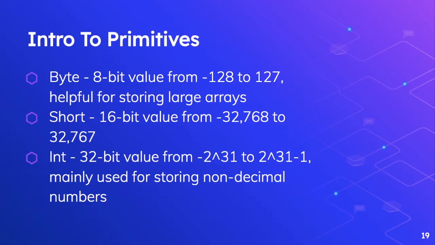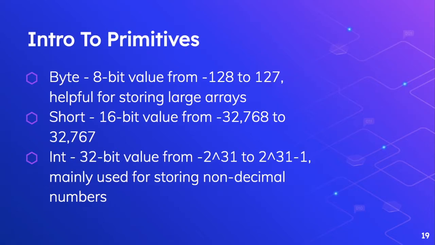So, introduction to primitives here. A byte is an 8-bit value ranging from -128 to 127. It's helpful for condensing and storing collections like large arrays of numbers because it takes less memory. And then short is a 16-bit value from -32,768 to 32,767. And then there's an int, which is a 32-bit value from -2 to the 31st to 2 to the 31st minus 1. And this is the main one you're going to be using to store integers or non-decimal numbers.